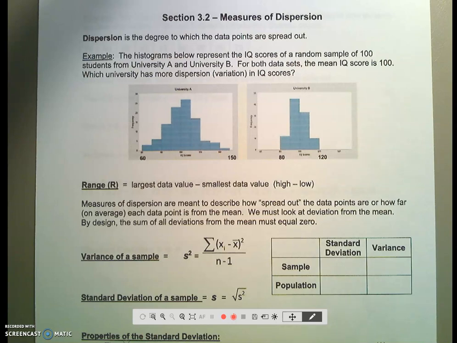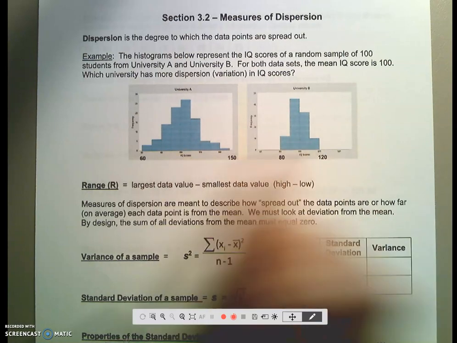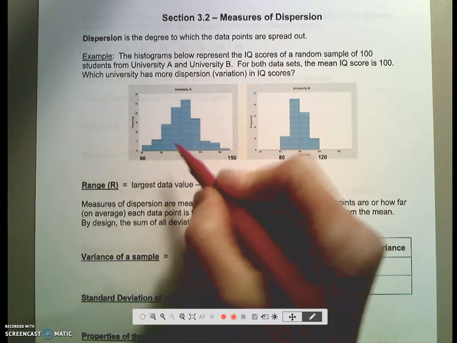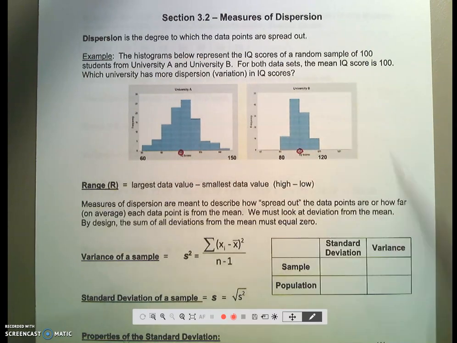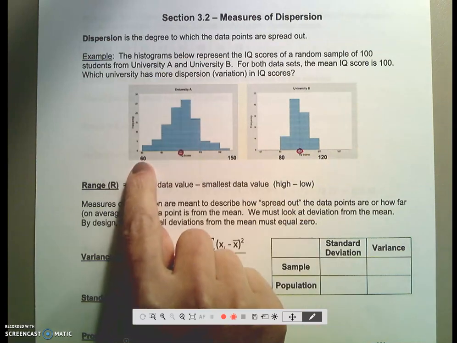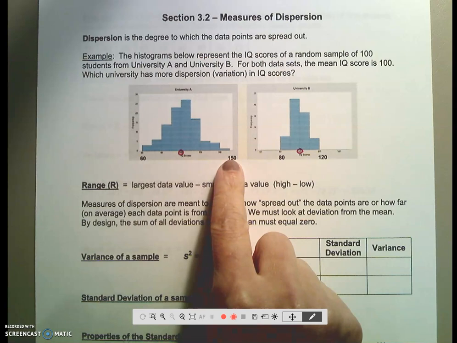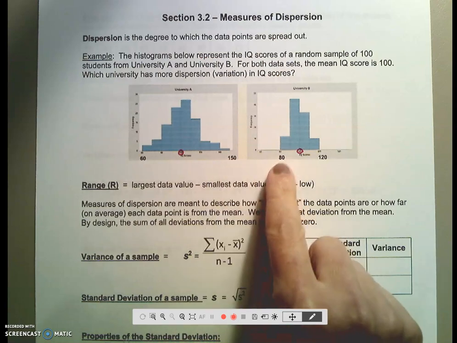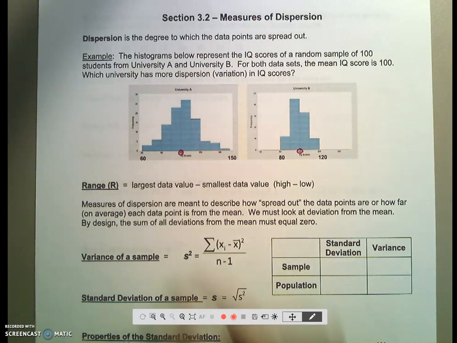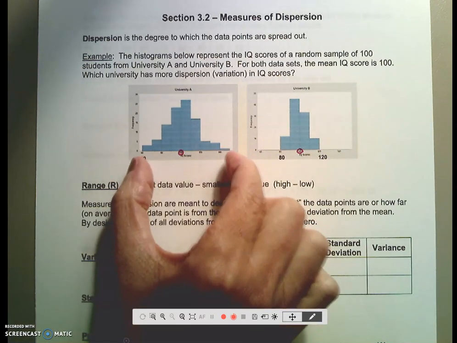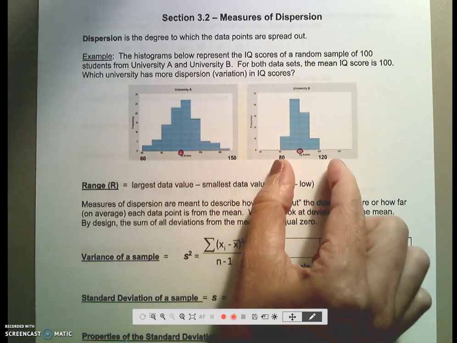So if you really dig a little deeper and you look beyond the mean, the graphs are very different. They both have a mean of 100. And I know it's really hard to see, but the 100 is right here. That's the mean of 100. They both have a mean of 100. But at University A, the low IQ score is 60, the high is 150. Whereas at University B, it goes from 80 to 120. So you can look, it's pretty easy to tell. They're more spread out over here at University A than they are at University B.